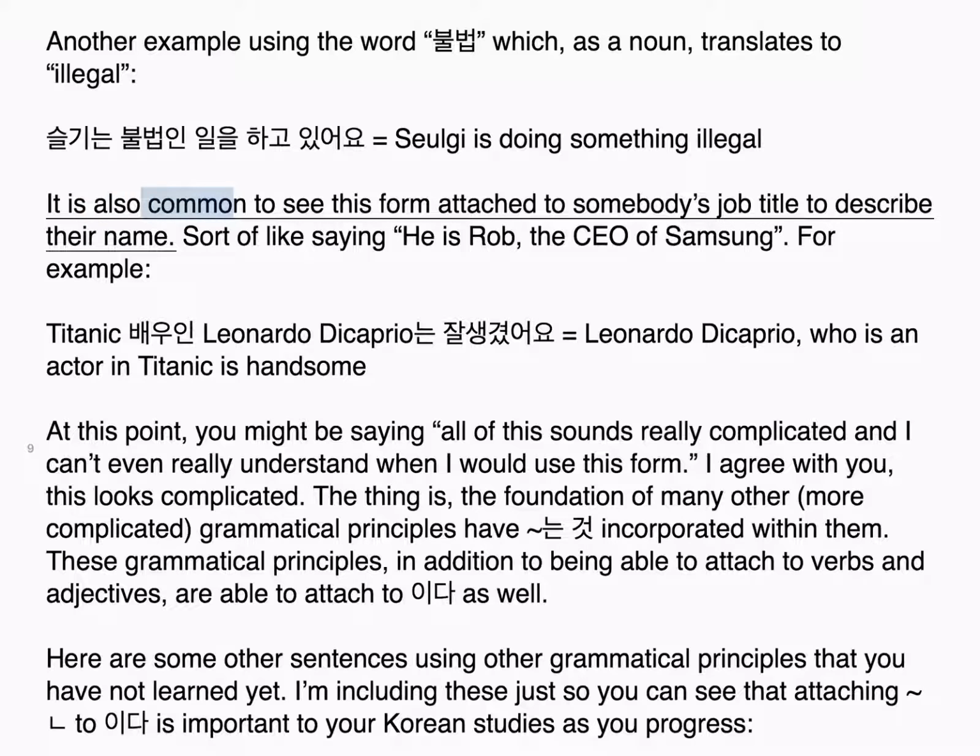It is also common to see this form attached to somebody's job title to describe their name, sort of like saying he is Rob, the CEO of Samsung. For example, Titanic. 배우인, Leonardo DiCaprio, 는 잘생겼어요 equals Leonardo DiCaprio, who is an actor in Titanic, is handsome.